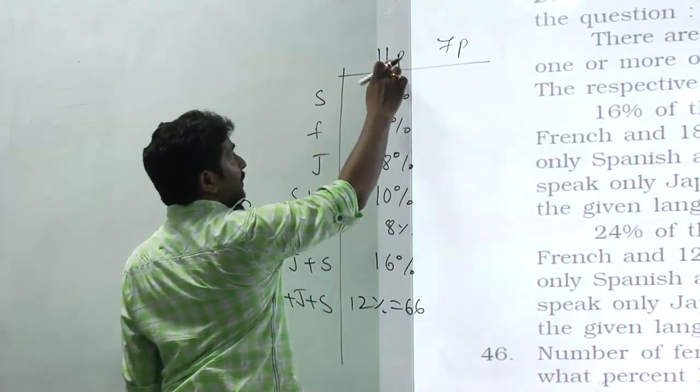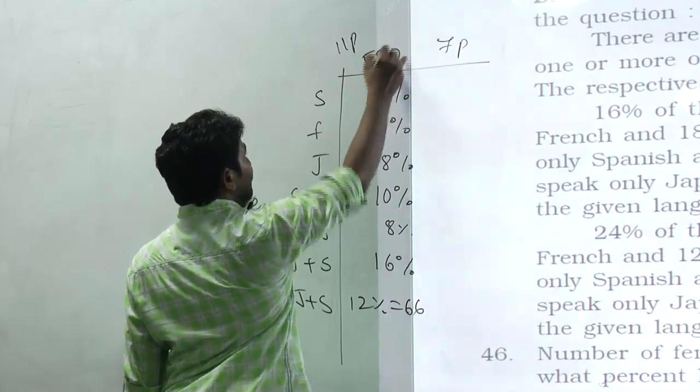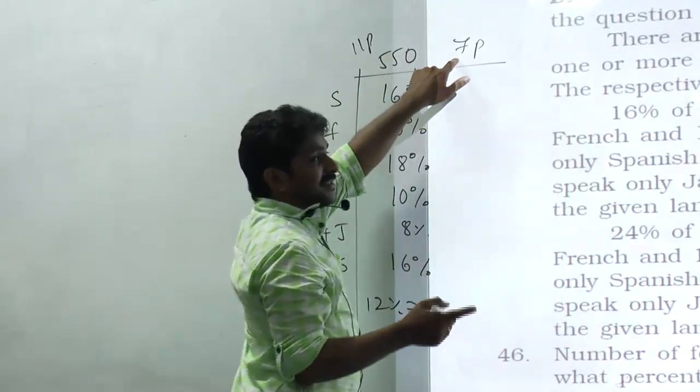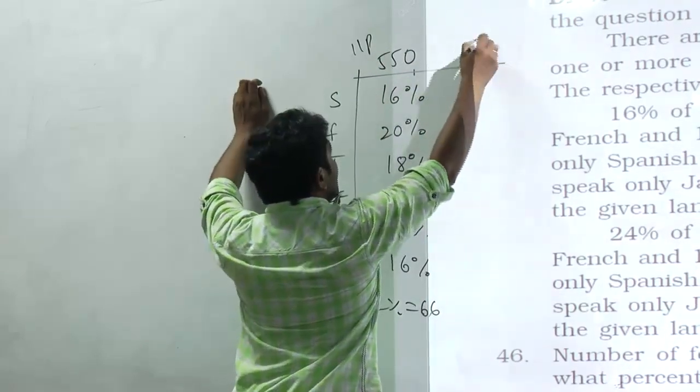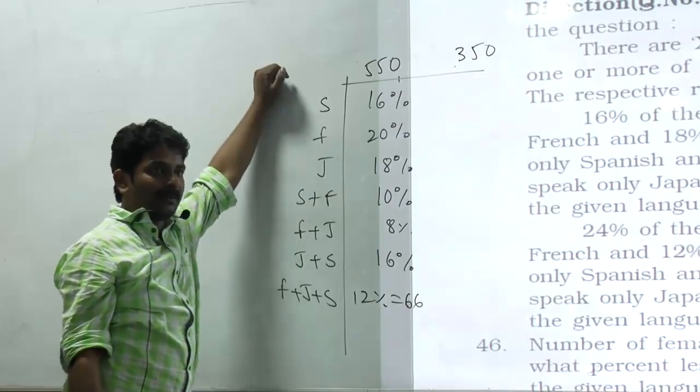So which is equal to how many parts? So if 11 parts is equal to 550, one part is 50. 7 parts is 350. So what is total number here? 900. So total we have 900 people.